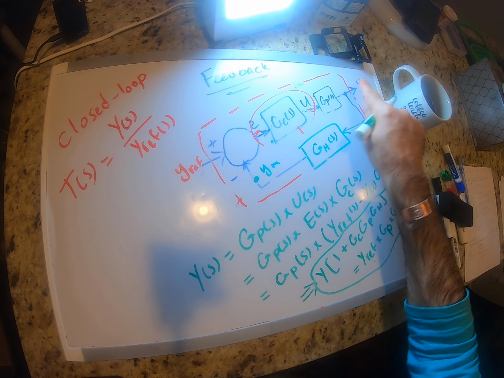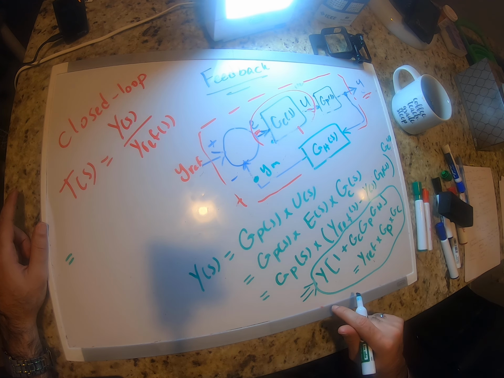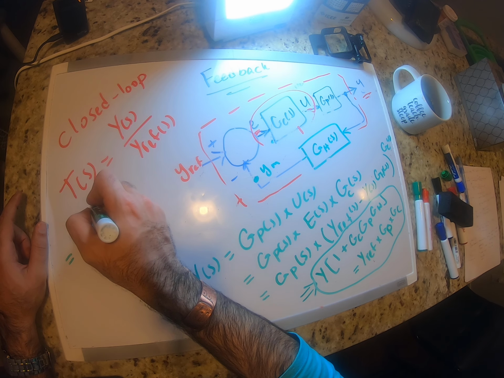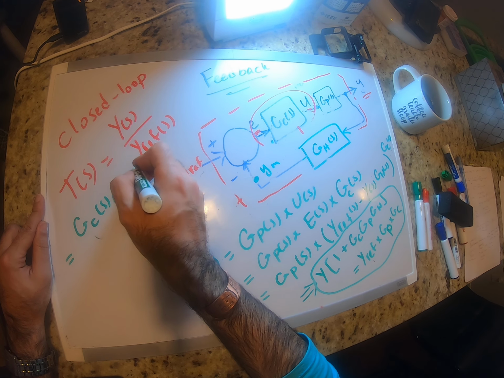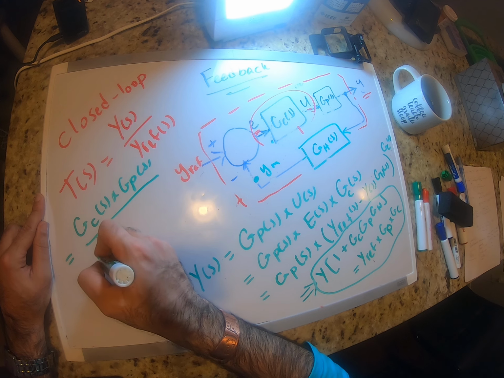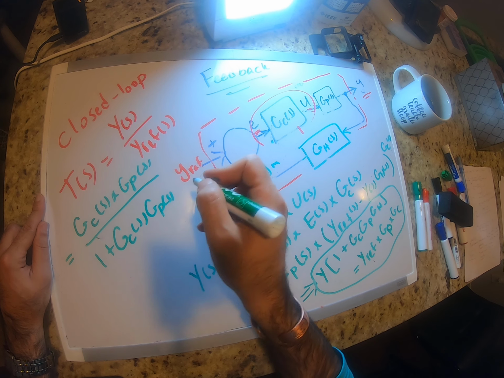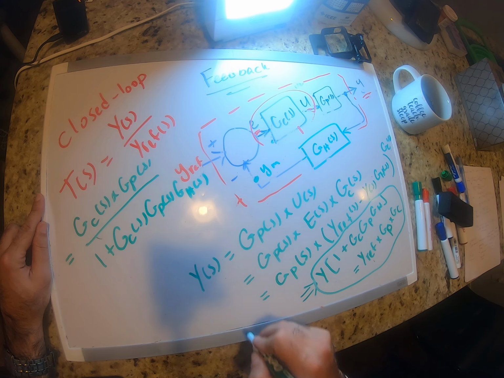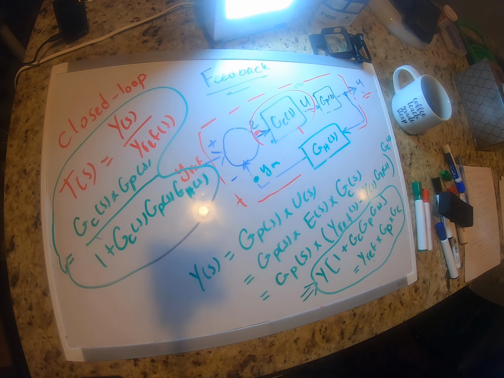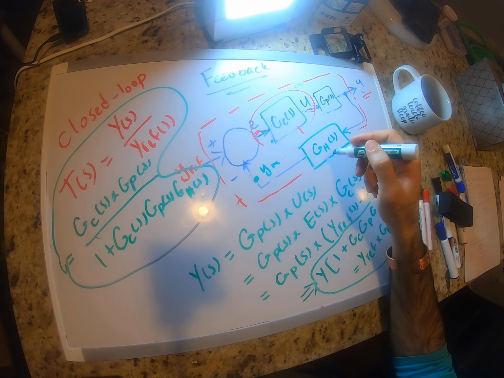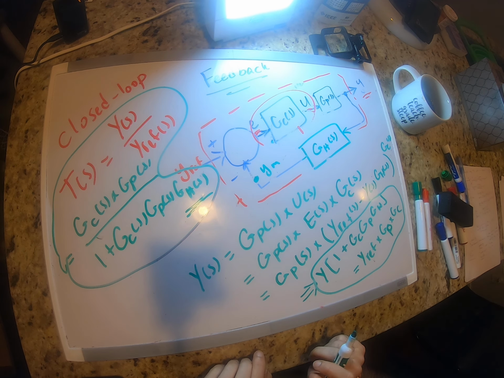And the transfer function is Y divided by Y_ref, right? So Y divided by Y_ref is going to be Gc(s) times Gp(s) divided by 1 plus Gc(s) Gp(s) Gh(s). Okay, so this is our closed loop transfer function when we have a sensor here. I see that the effect of that shows in the denominator.